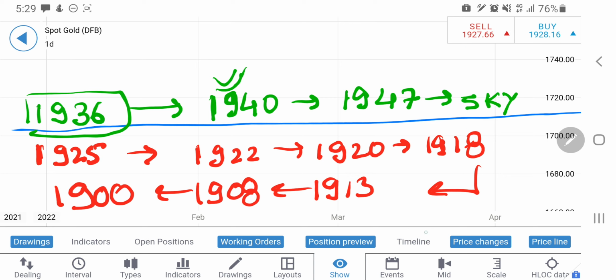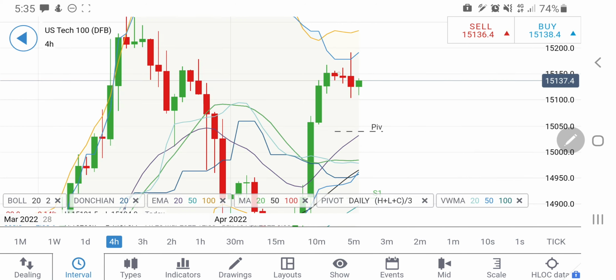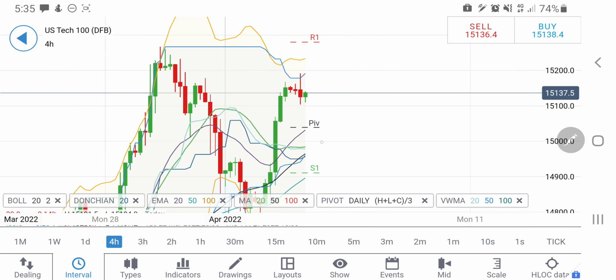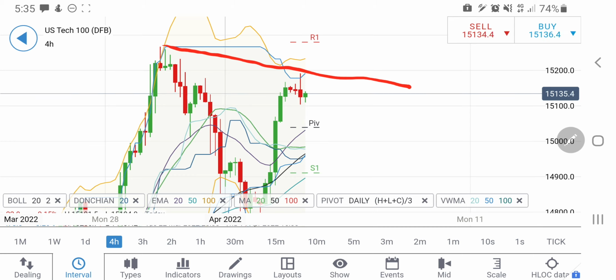Now let's have a look at US100. This is the 4-hour chart for US100, and you can clearly see that it is trying to form this, and I'll recommend to go long only above 15200 levels. Once it breaks 15200, that is a definite call to go long, and one can expect that it is going to head towards 290, 280, and then beyond that it will fly on the upside.